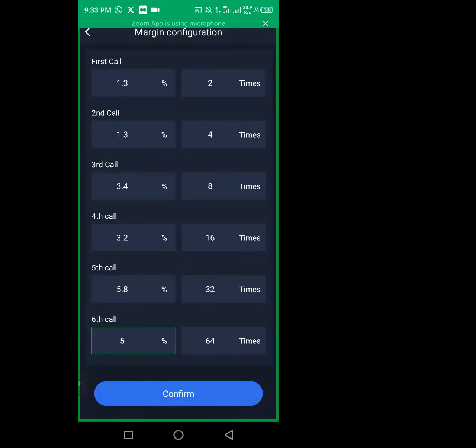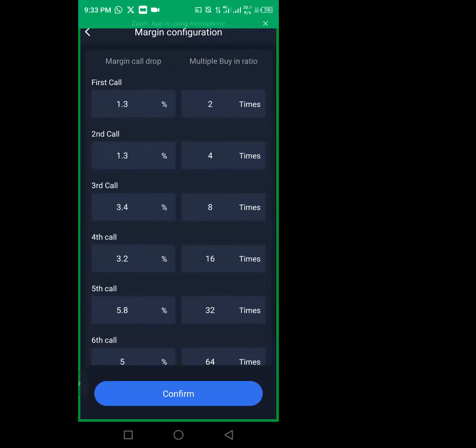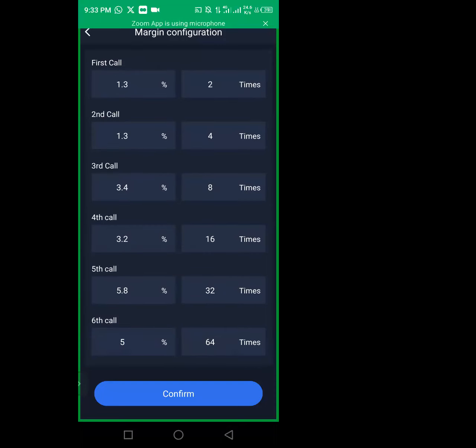So you see, this is how to do it. Someone was asking me, how do I set my margin call drop percentage? I told the person, set anything you like, because you can decide to use any one you like. So people might say, I've used this one, the robot is not buying my margin. You see that the third call is around 3.4%. For this robot to buy this third call, it means that this coin must have dropped by 6%.